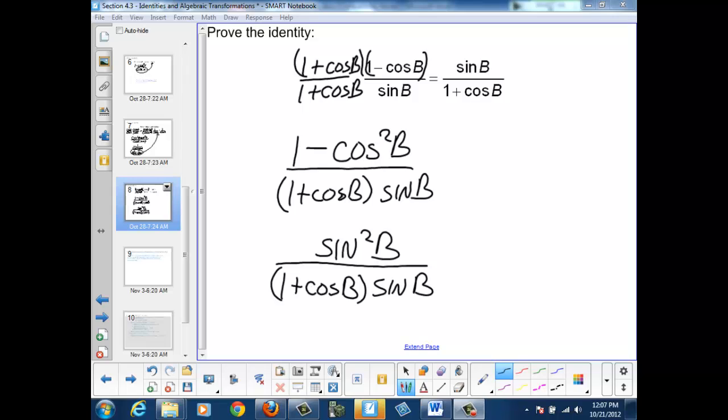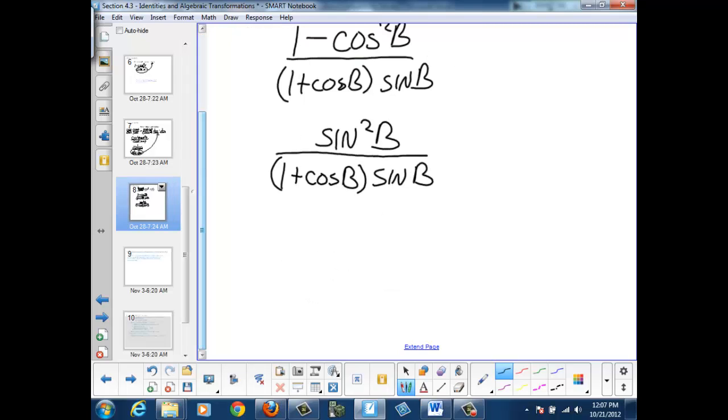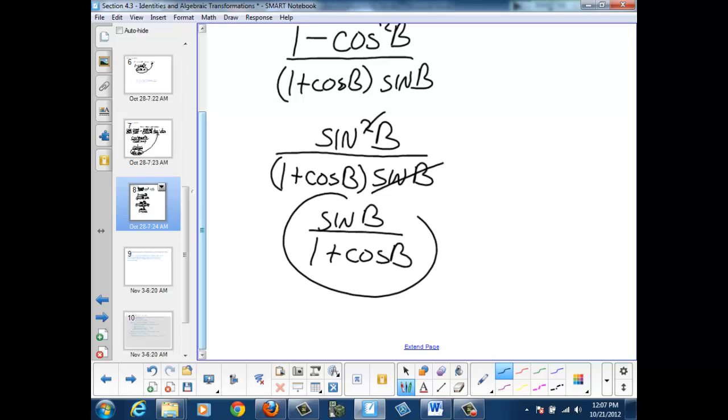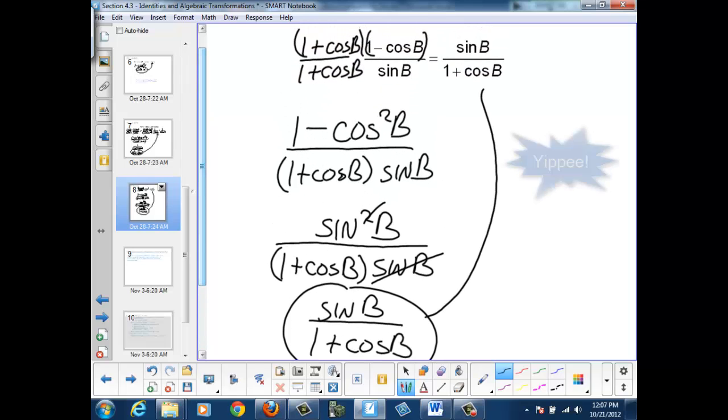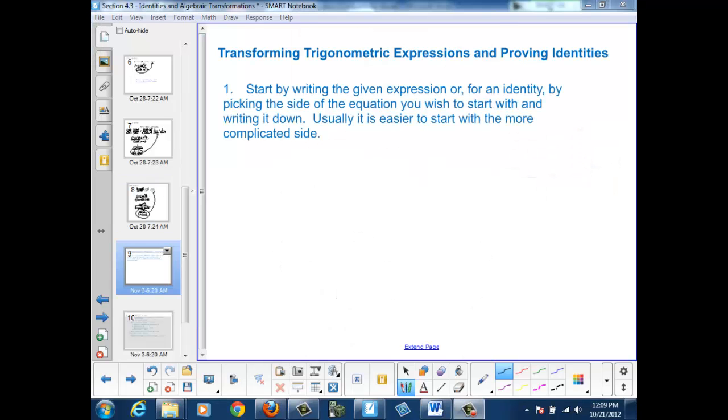And hopefully at this point I see that I have sine b in both the numerator and denominator that I can factor out. And that leaves me with sine b over 1 plus cosine b, which matches the right-hand side.